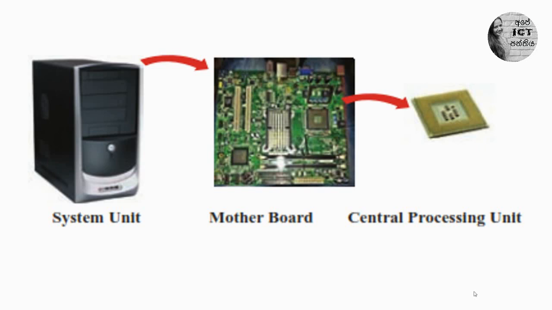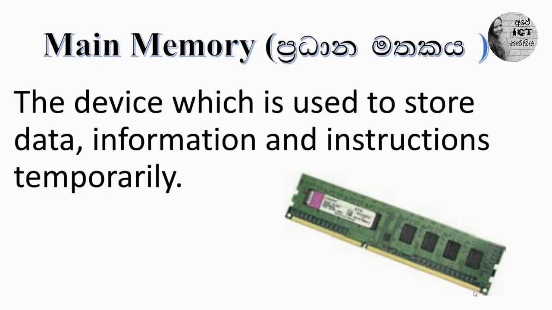Now we have learned about three categories: input devices, output devices and central processing unit. Then we are going to learn about main memory. The device which is used to store data, information and instructions temporarily. The important word is temporary.